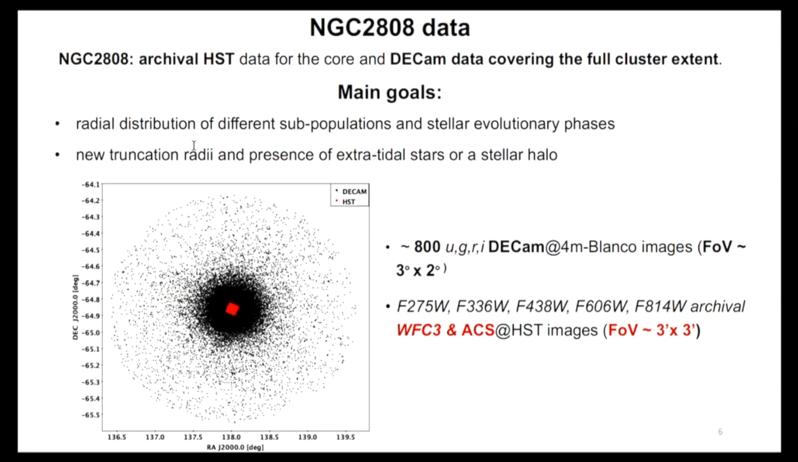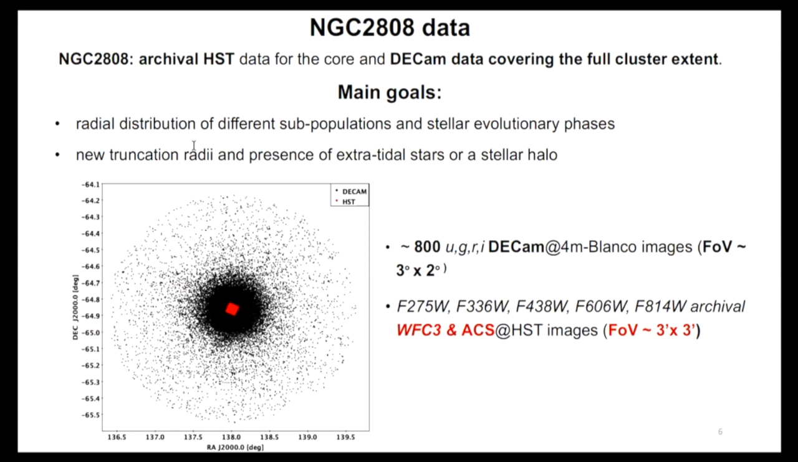So this is my data set. As you can see, DECam has a 3 by 2 degree field of view, so it's huge, and it uses the typical Sloan-like filters. In this case, we have exposures in the u, g, r, and i bands. And then I combined this data set with HST data for the cluster core, because for DECam this is a too crowded region, and we couldn't get accurate photometry in the center unless we used HST.